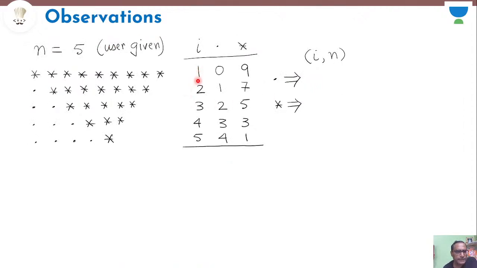Tell me, I is equal to 1, 2, 3, 4, 5. Dot is 0, 1, 2, 3, 4. What is the relation between this I and dot? My students, answer. Not very tough, very easy. What is the logic for dot and star?